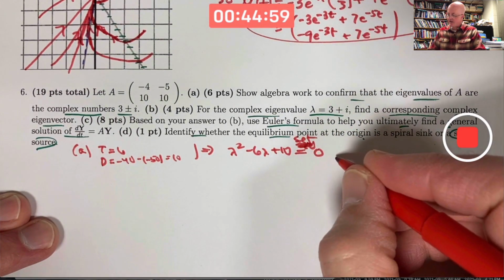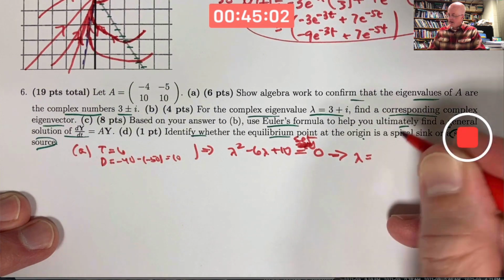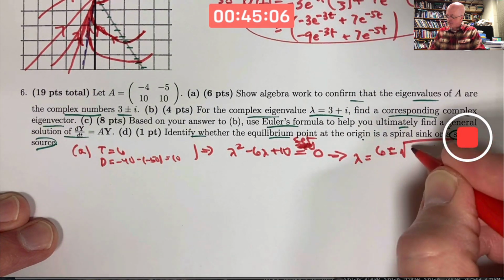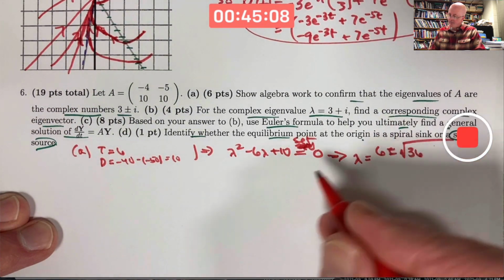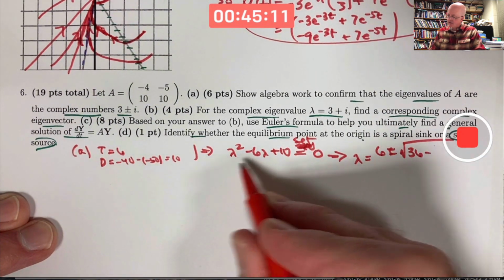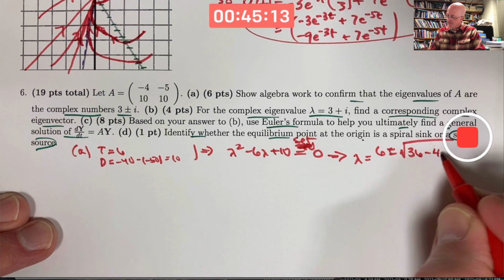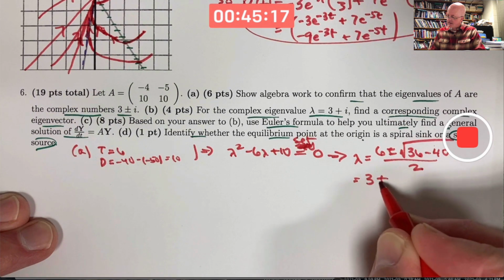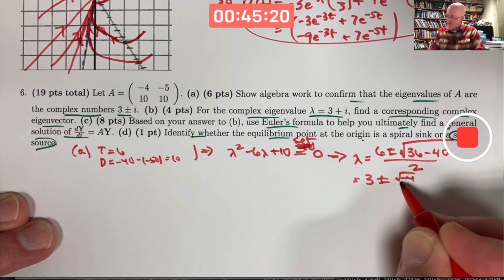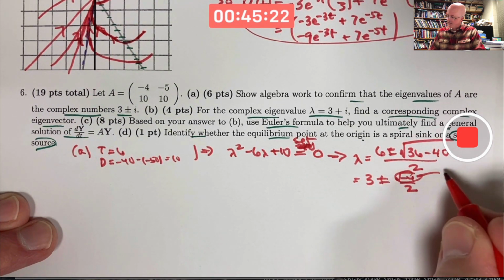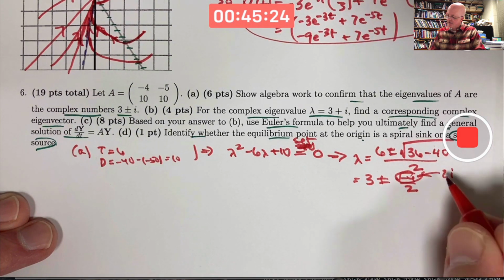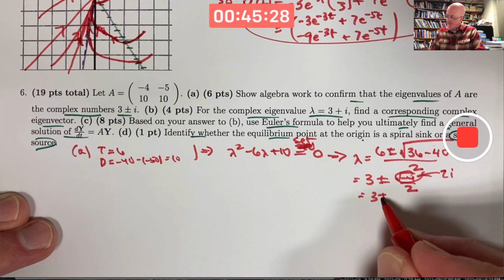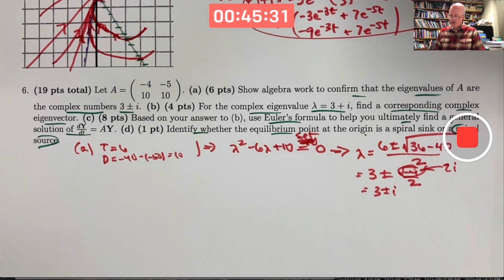You're going to need the quadratic formula here. Lambda equals positive 6 plus or minus the square root of 6 squared, minus 4 times 1 times 10, which is 40, over 2 times 1. So that's 3 plus or minus the square root of negative 4 over 2. The square root of negative 4 is the same as 2i. The 2's cancel, so I get 3 plus or minus i. Okay, so we've shown the work to confirm that.